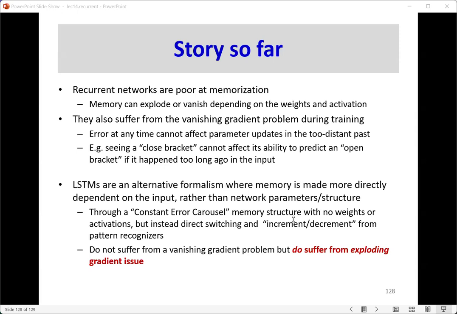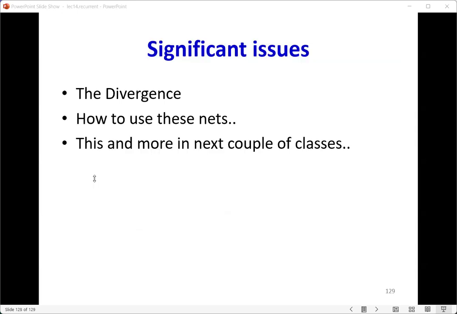LSTMs are an alternative formalism where the memory is made directly dependent on the input rather than network parameters and structure, through a constant error carousel memory structure with no weights or activations, but instead direct switching and increment from pattern recognizers. They do not suffer from a vanishing gradient problem, but they do suffer from an exploding gradient issue, which you can deal with using things like clipping and so on.